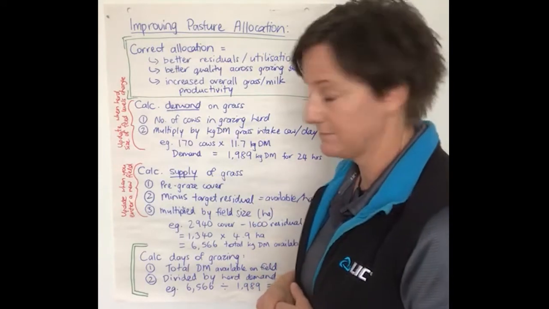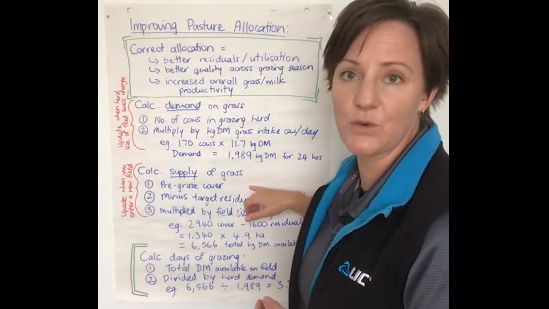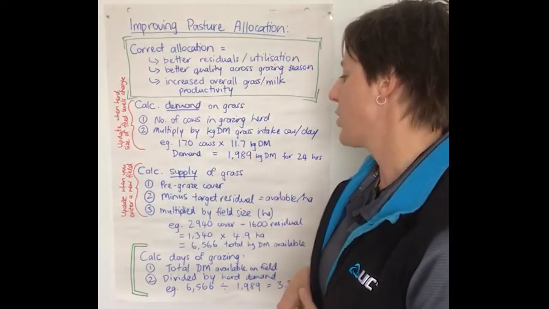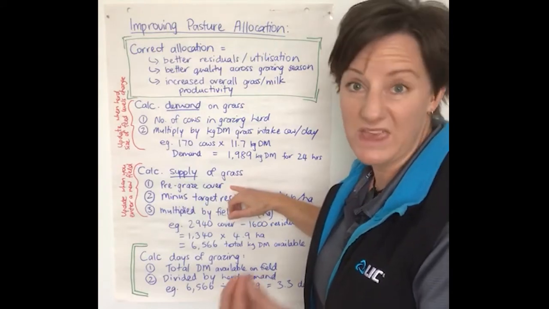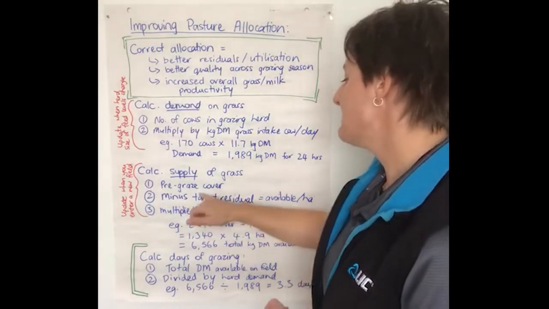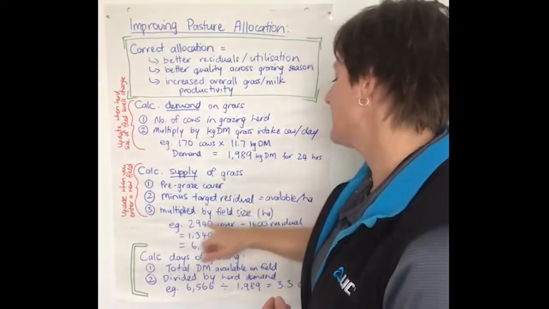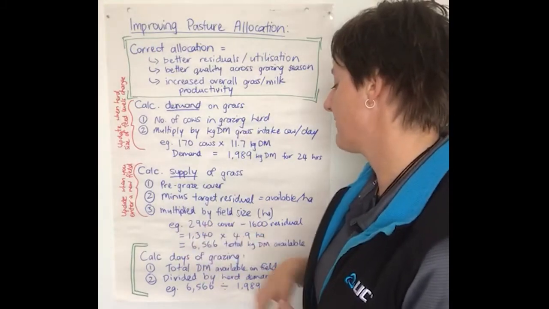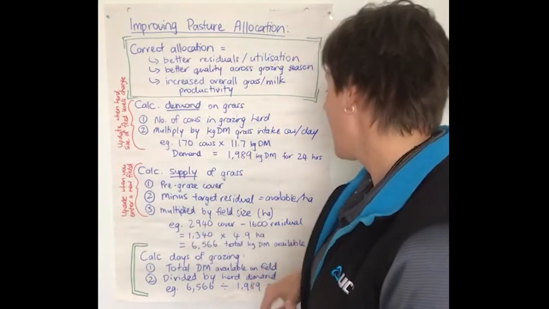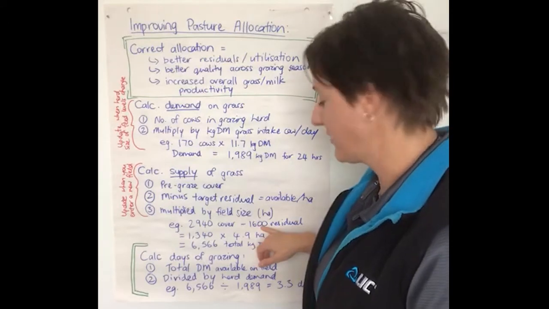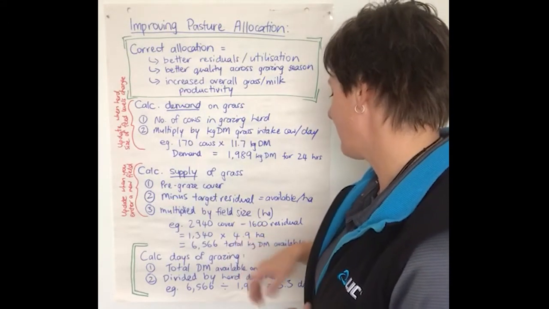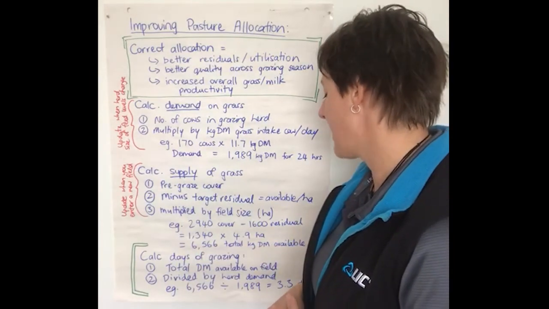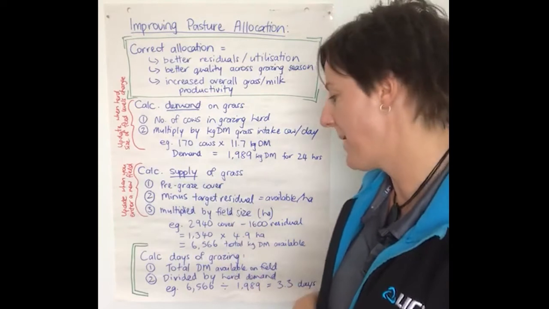herd for 24 hours. You'll then need to calculate your supply of grass, and usually that's done on a specific paddock, for example. So you'll need to measure your pre-grazing cover or estimate your pre-grazing cover on the field, minus your target residual, and then multiply that by the size of the field. So in my example here, which has a pre-grazing cover of just over 2,900, minus my target residual of 1,600, times by 4.9 hectares on this field, there's just over 6.5 tonnes of grass dry matter available to be consumed on that paddock.